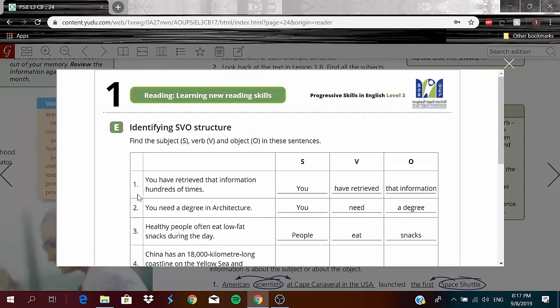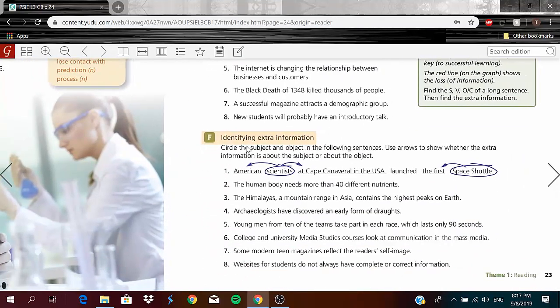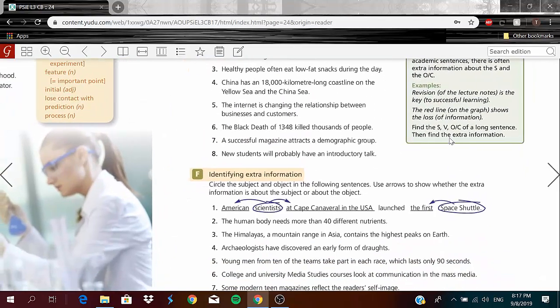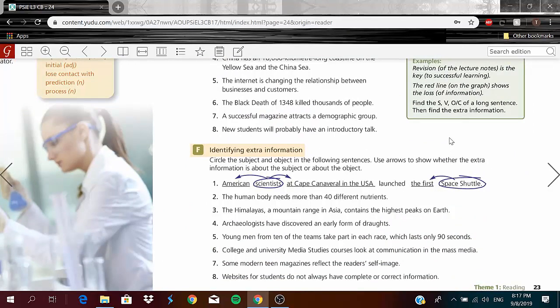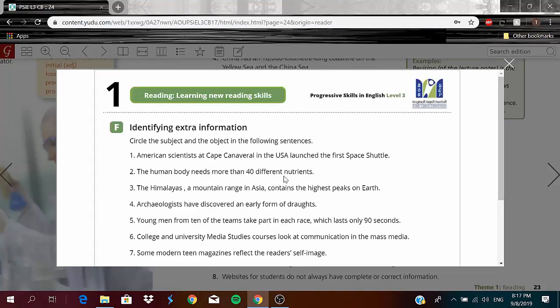Okay, so that was exercise E. Now let's move to exercise F. Here we have identifying extra information, like we talked a little bit about in the skills check here. So circle the subject and object in the following sentences. This one should be real simple. You guys know how to find the subject and the object. So obviously, number 1, American scientists at Cape Canaveral in the USA launched the first space shuttle. So scientists and I'd say space shuttle.